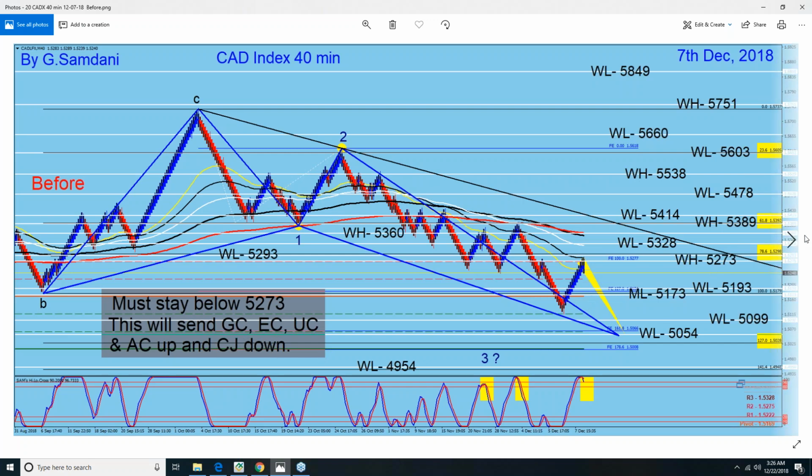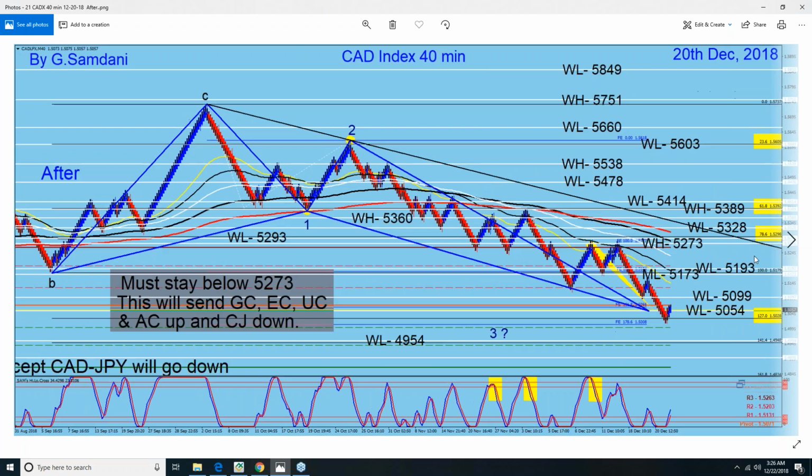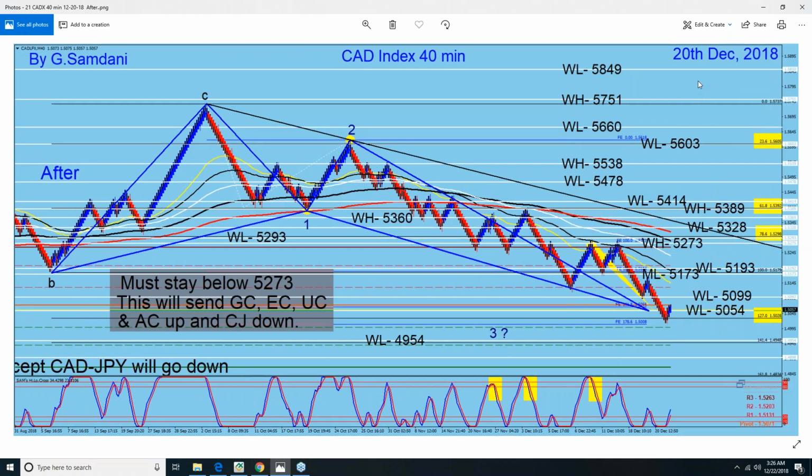What happened to this chart, by the way? This is what happened as of yesterday or today. We got to the target, and this prophecy was fulfilled, right? And similarly, this is now yen. All the yen pairs went down.